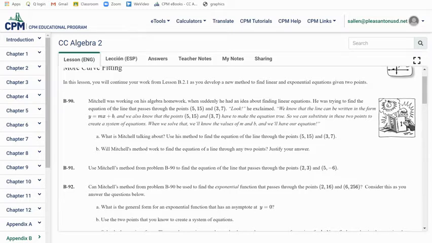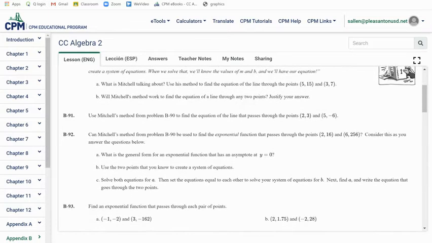The reason they're doing that is to lead you up to what we are going to do today. 91 is going to be another practice, and then 92 is going to apply that to exponential functions. So for 92, we're going to do this one together. It says, can Mitchell's method from problem B.90 be used to find an exponential function that passes through (2, 16) and (6, 256)? Consider this as you answer the questions below.